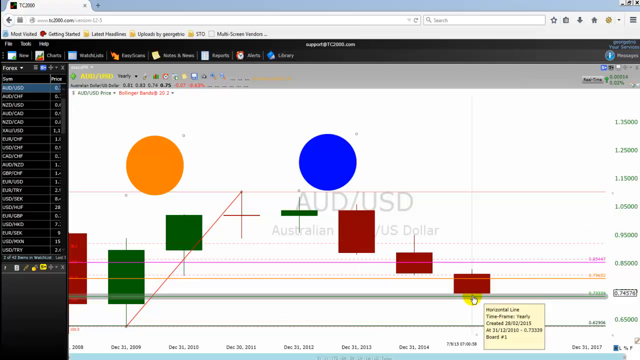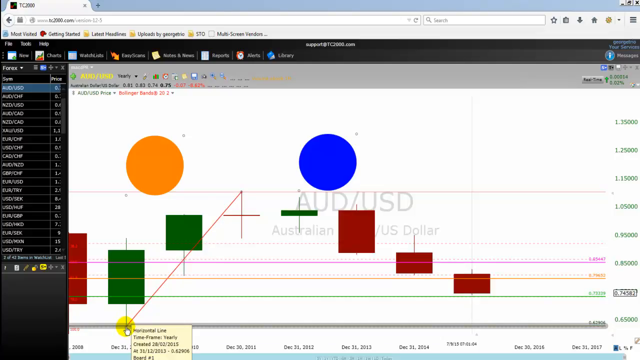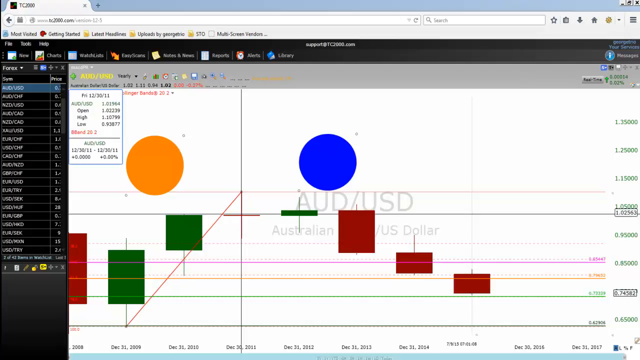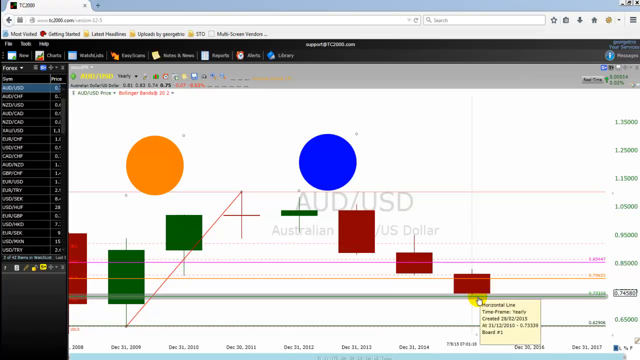We need to watch this support level at the 78% Fibonacci retracement level, talking about the range from the low of 2009 to the high of 2011. I'll come back to that very soon. Does it make sense?